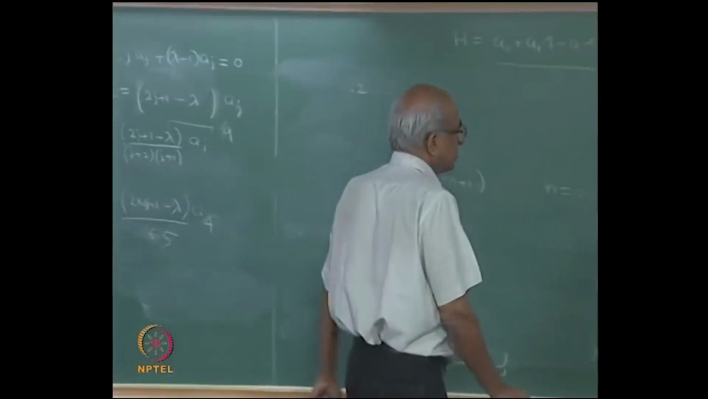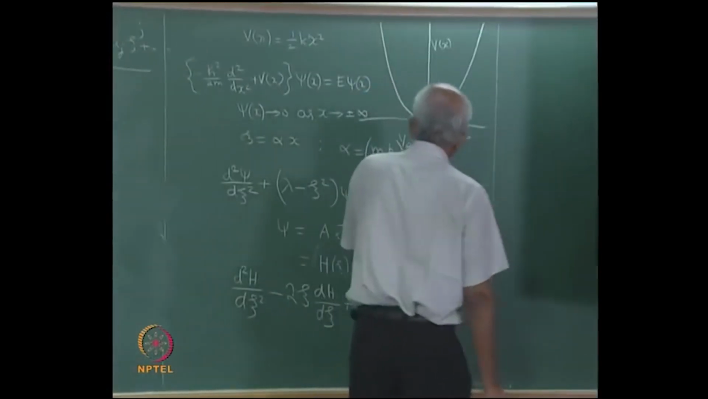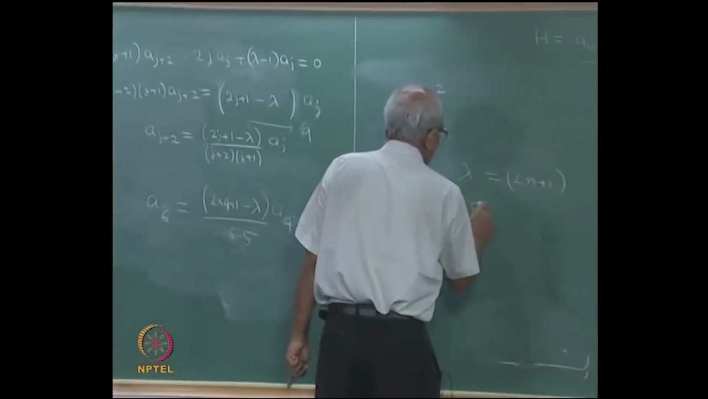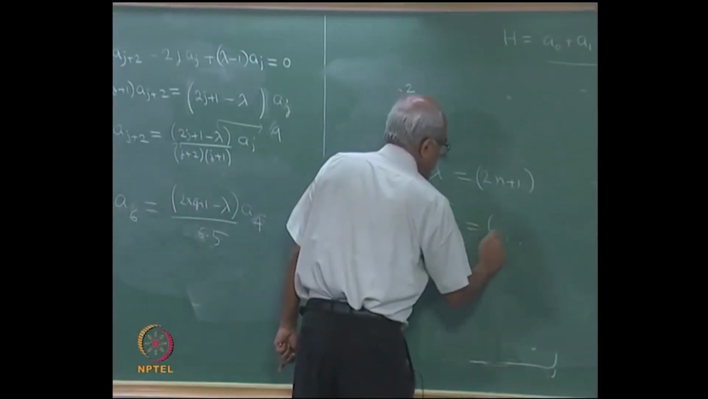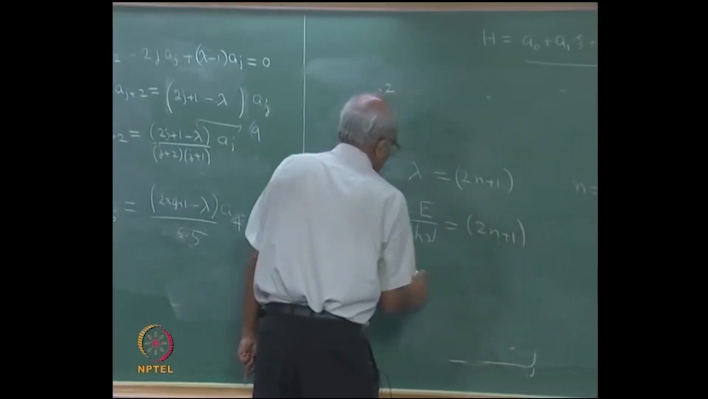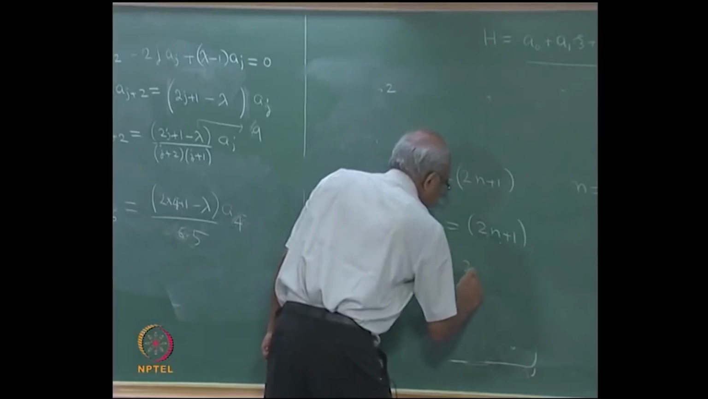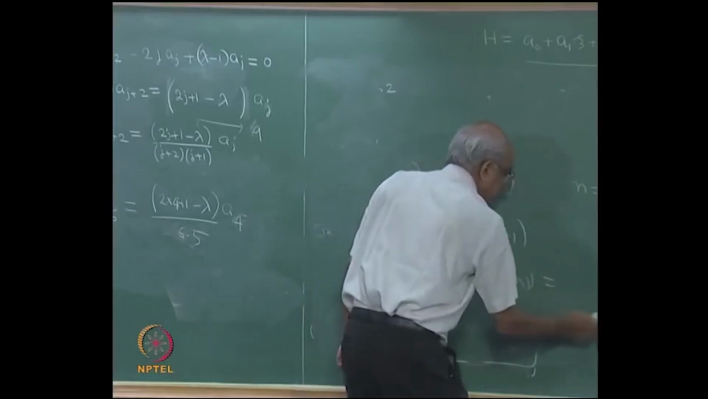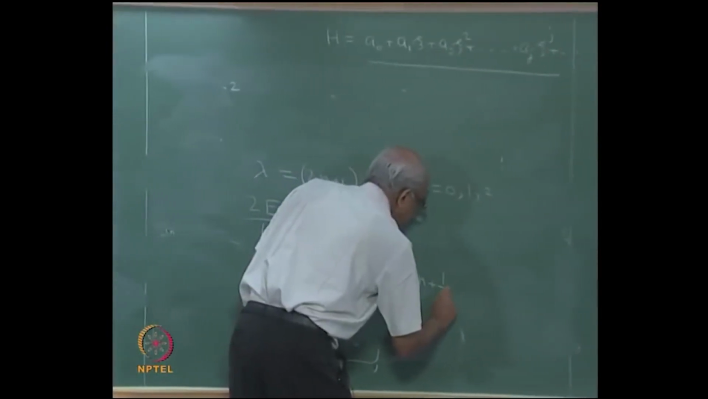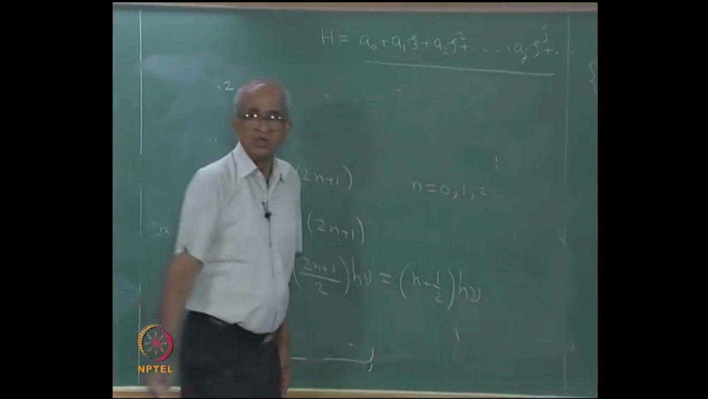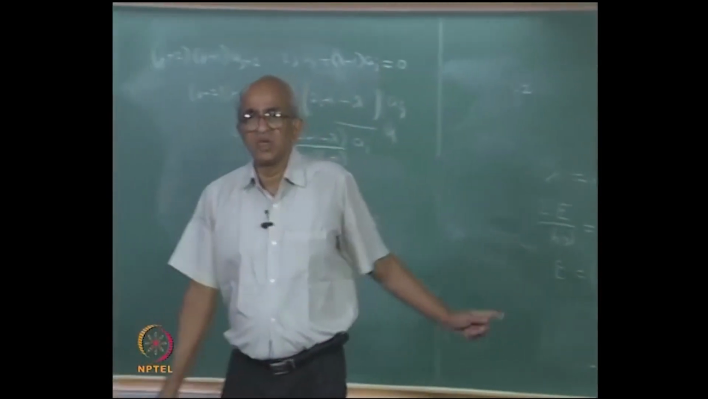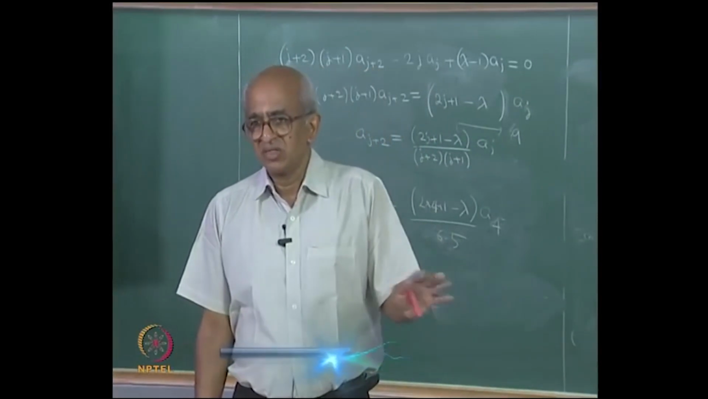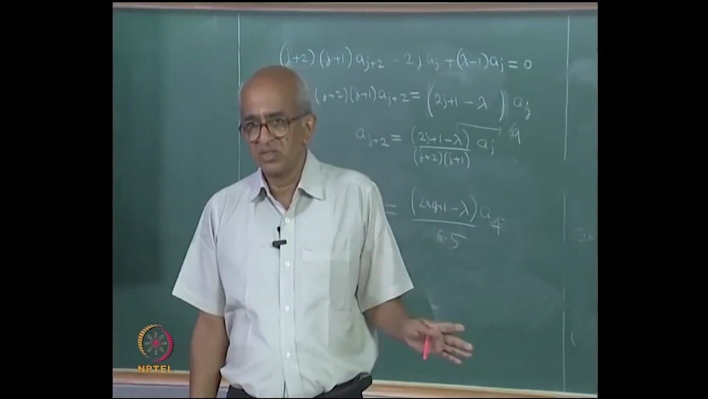And what does it mean in terms of energy? Lambda is related to the energy by this relationship. So, 2E divided by h nu must be equal to 2n plus 1, or that means E must be equal to 2n plus 1 divided by 2 h nu, or E must be equal to n plus half h nu. Then only you will have acceptable solutions, otherwise you are not going to get acceptable solutions.